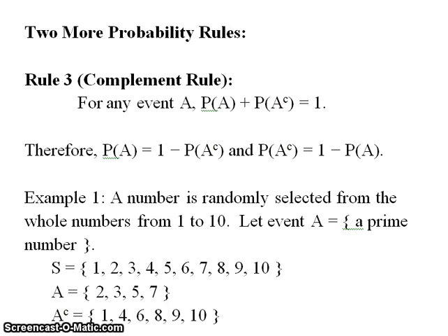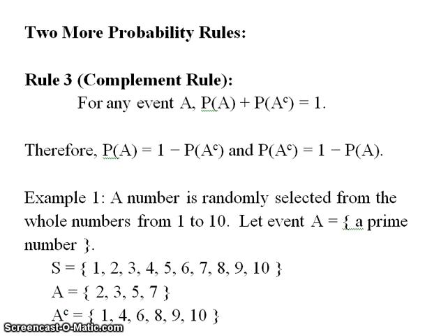This video looks at two more probability rules. We already looked at the rule that says that something in the sample space has to happen, and the other rule that nothing can happen less often than never or more often than always. And this is the third rule, the complement rule. For any event A, the probability of A plus the probability of its complement equals 1.